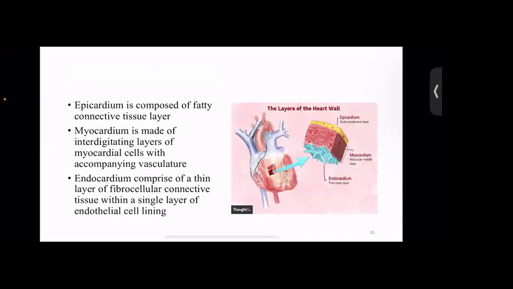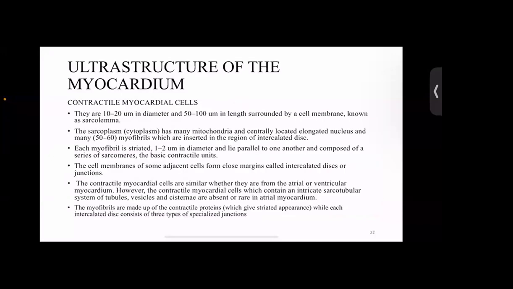So the epicardium is composed of fatty connective tissue. The myocardium is made up of interdigitating layers of myocardial cells with accompanying vasculature. And then the endocardium is comprised of a thin layer of fibrocellular connective tissue within a single layer of endothelial cell lining. Now for the ultrastructure of the myocardium.